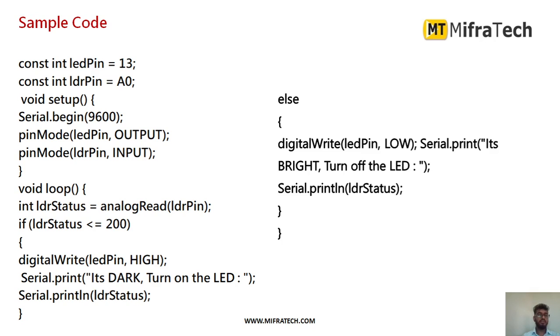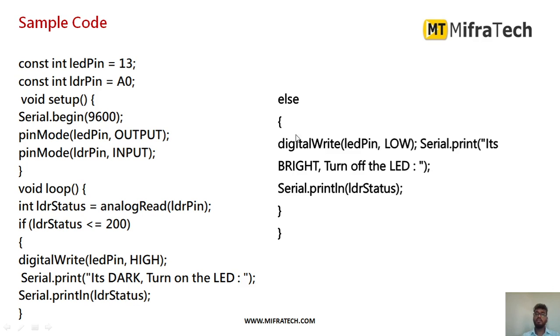After that I am printing in the serial monitor, like it's dark, turn on the LED. After that we can also print the LDR status, which means whatever the analog value it is reading. Like that, if the LDR value is less than or equal to 200, I can turn on the LED. If the condition is false, if it is greater than 200, it means there is sunlight, I need not turn on the LED, I have to turn off the LED if it is on.